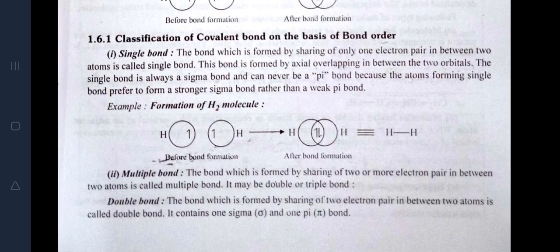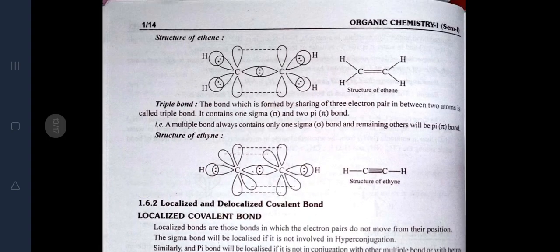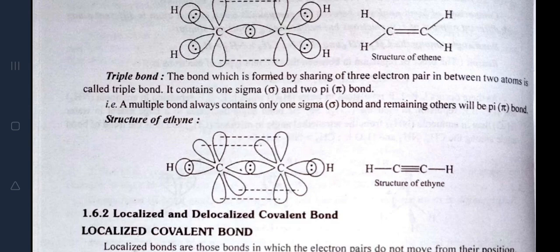Second, multiple bond. The bond which is formed by the sharing of two or more electron pairs between two atoms is called a multiple bond. It may be a double or a triple bond. Double bond: the bond which is formed by the sharing of two electron pairs between two atoms is called a double bond. It contains one sigma bond and one pi bond. Next one, triple bond. The bond which is formed by the sharing of three electron pairs between two atoms is called a triple bond. It contains one sigma bond and two pi bonds. A multiple bond always contains only one sigma bond and the remaining ones are pi bonds.